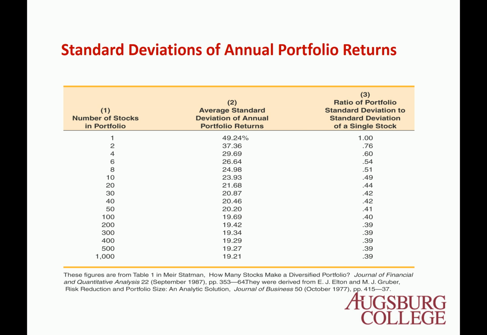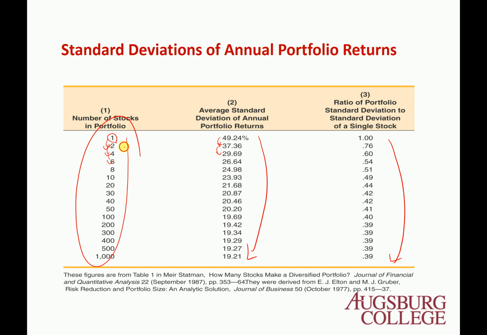So this is a table to show the number of stocks in portfolio versus the average standard deviation. And this is the ratio of the portfolio standard deviation to the standard deviation of the single stock. And if you look here, if you add one more asset from 1 to 2, then annual average standard deviation decreased by about 12 percentage points. It's a lot, right? 2 to 4, about 8. 4 to 6, about 3. It keeps decreasing, right? But as you saw, the speed of decrease also decreased. So the marginal effect is negative. From 1 to 2 is a lot, but 10 to 11 is not that much. 900 to 1000 is very minimal.